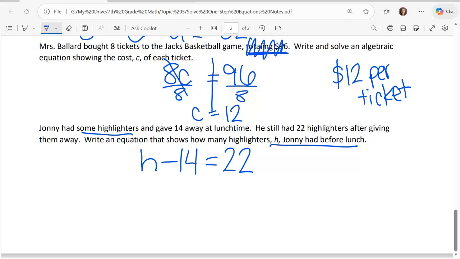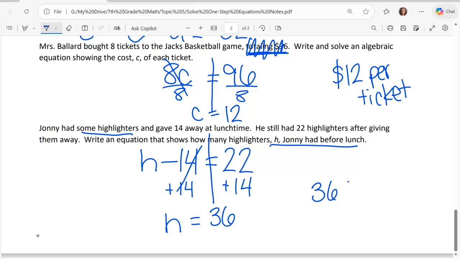And then lastly, the one about the highlighters. We're trying to find out how many highlighters he had before lunch. Draw your line. To get h by itself, we do the opposite of subtracting 14. So we add 14 to both sides. The 14s are going to cancel out. And I would get h equals 36. So he had 36 highlighters before lunch.